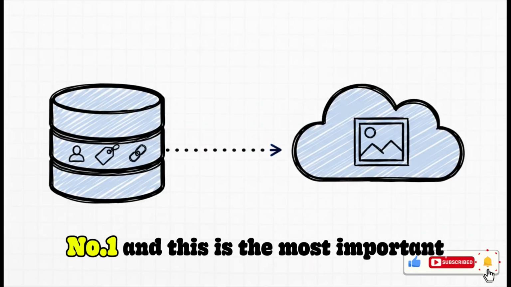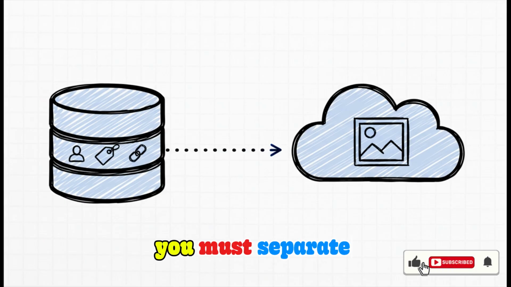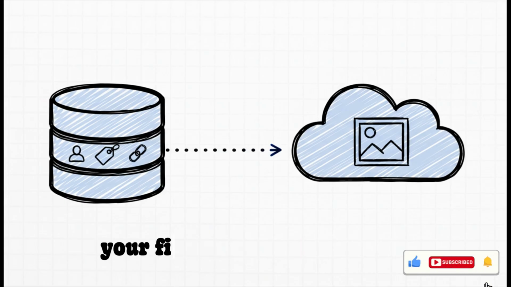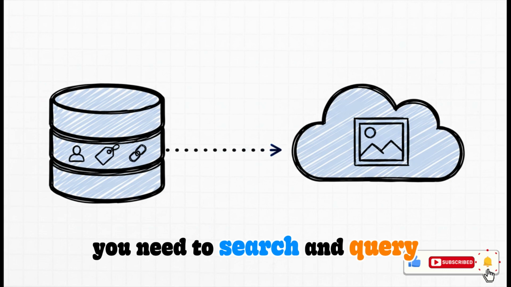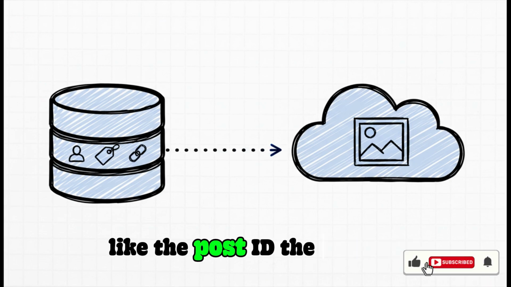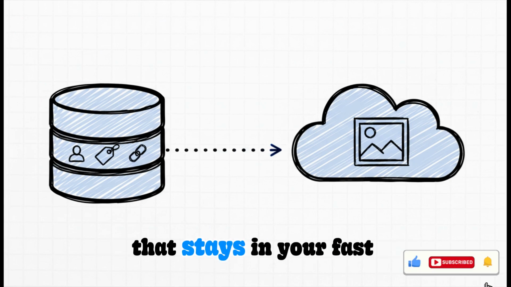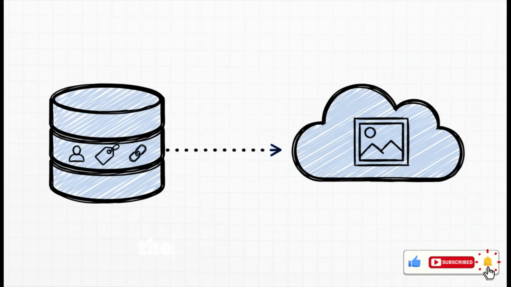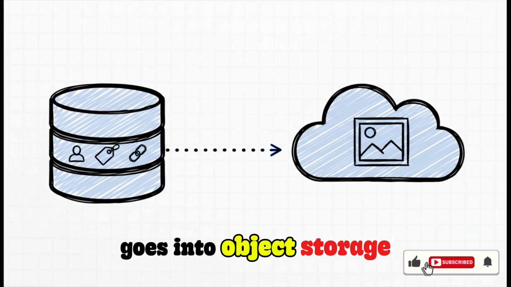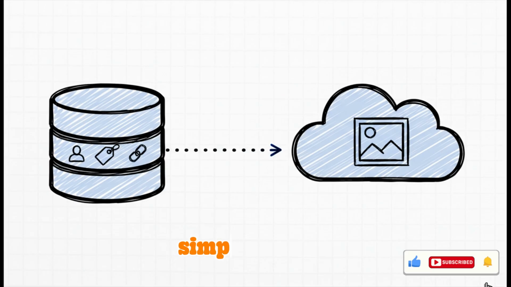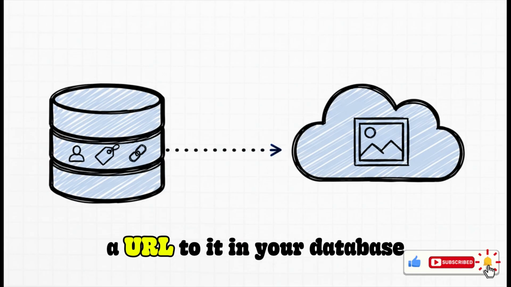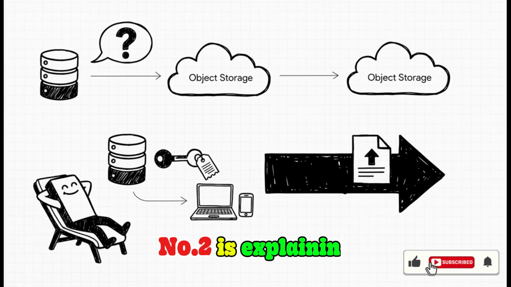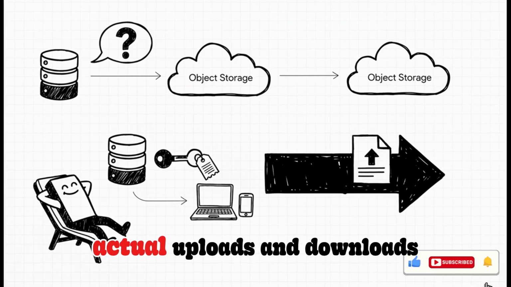Number 1, and this is the most important, you must separate your files and your metadata. The small stuff that you need to search and query, like the post ID, the user ID, the caption, that stays in your fast, traditional database. The giant file itself goes into object storage, and you just keep a simple pointer, a URL, to it in your database.